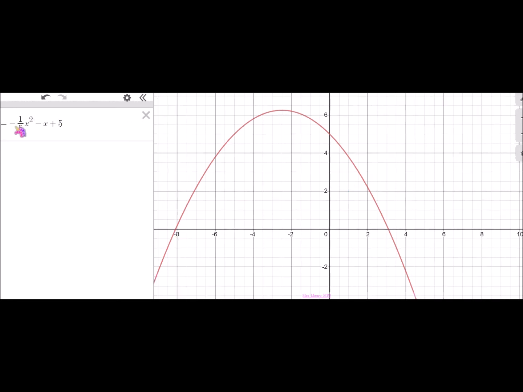And you can see it opens upside down. Why? Because of this negative right here, right? That's your reflection in the x-axis. The rest of the stuff is going to shift it. And you can see this is your vertex up here, our 2 zeros, or x-intercepts.